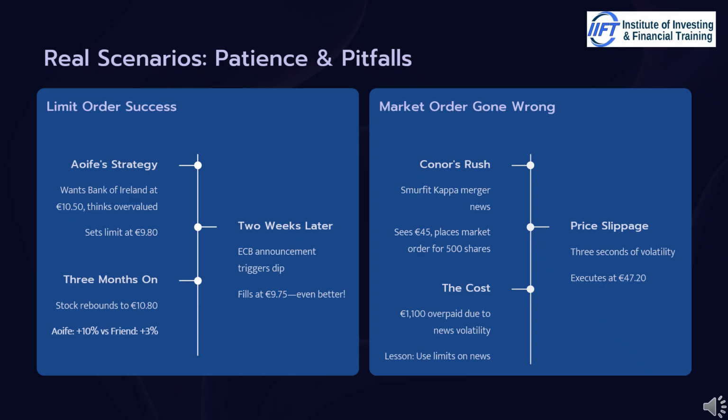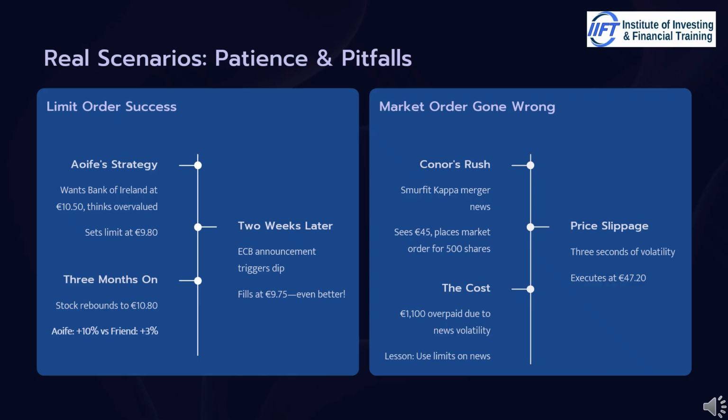So what happened here was the limit order requires patience, but it ensures that you're getting the price that you want, and 3 months later Bank of Ireland is back up at 10.80. Aoife's already up 10% because she waited for her price. Her impatient friend, maybe, who bought at 10.50 and didn't have a limit order in place, would only be up 3% compared to Aoife's 10%.